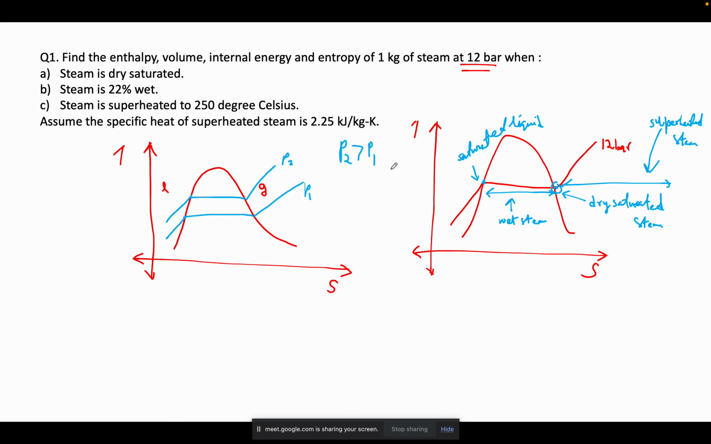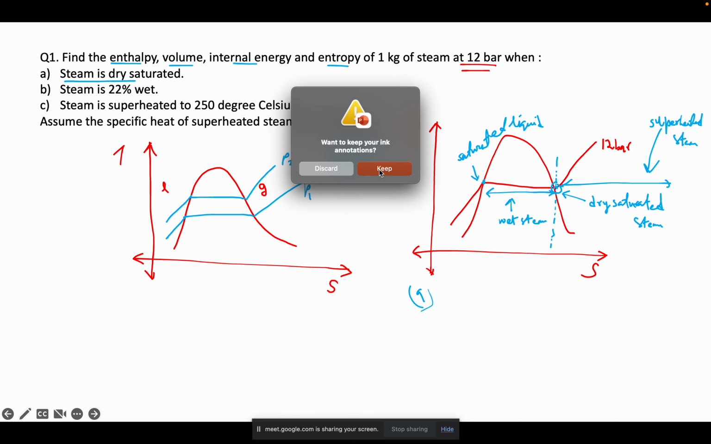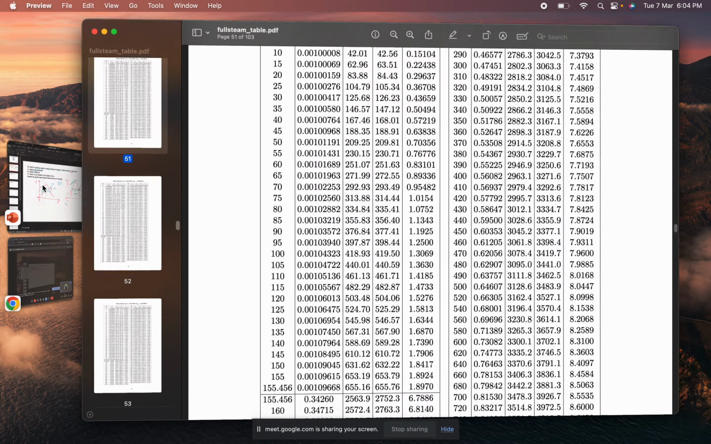Okay, so now what we have to do is calculate for all these parts, whichever the question is asking us. So in the first part, it is telling us that the steam is dry saturated. That means the steam is at this point. So we have to calculate the enthalpy, the volume, the internal energy and entropy when the steam is at this point. So for that we need to go back and look at the steam table.